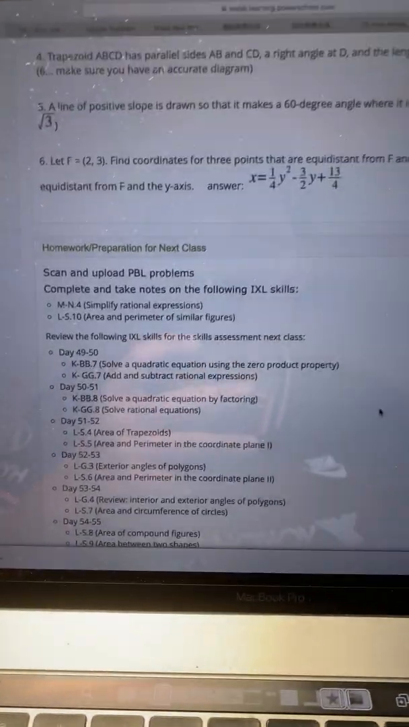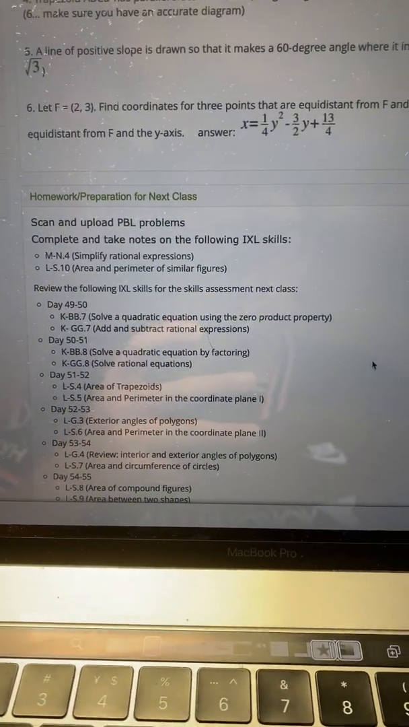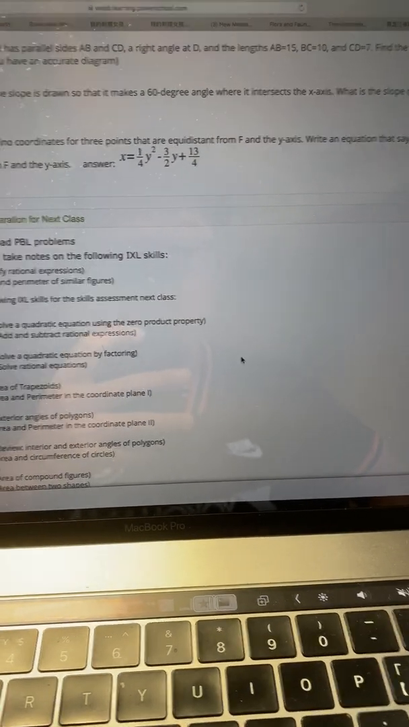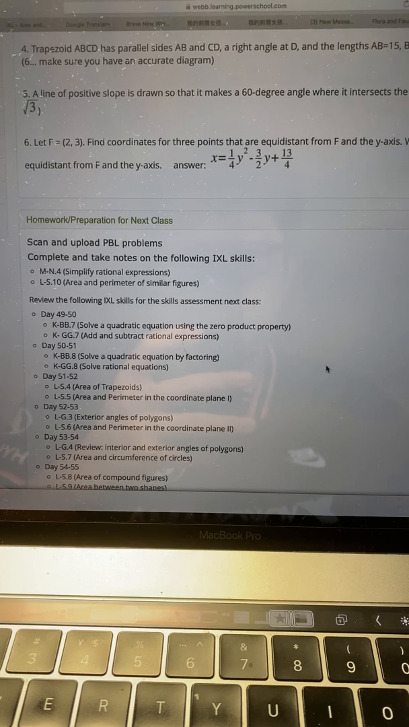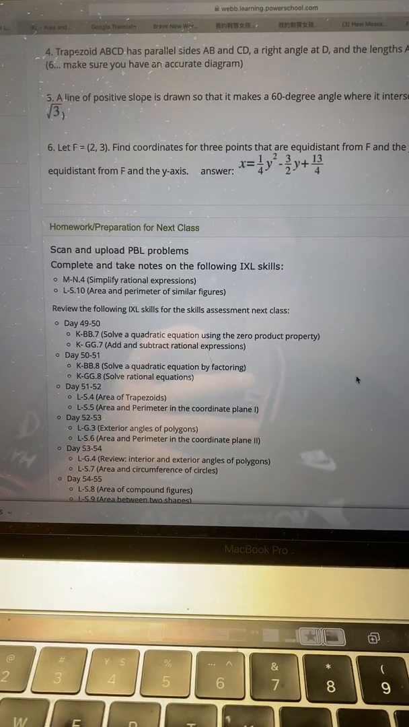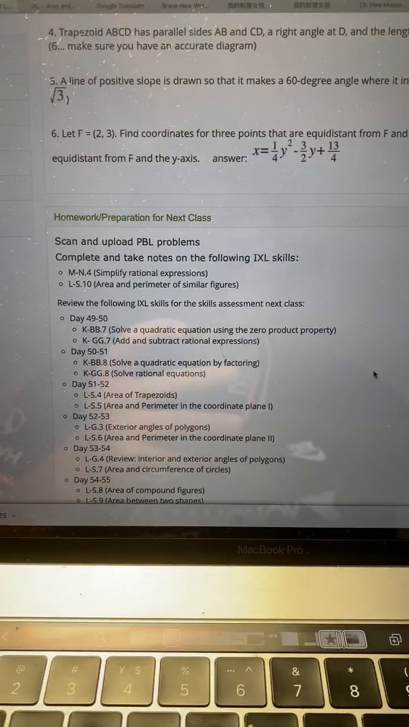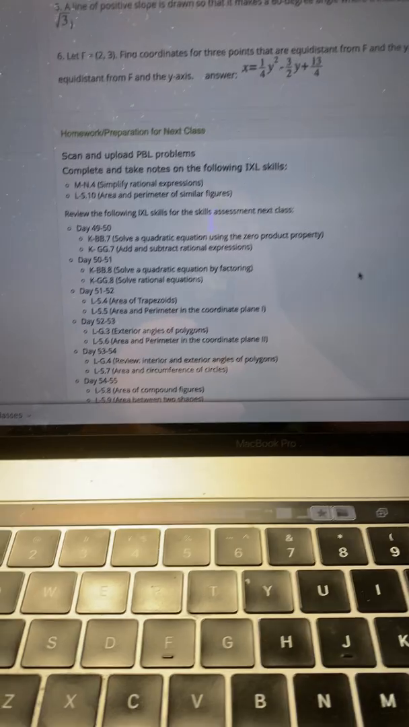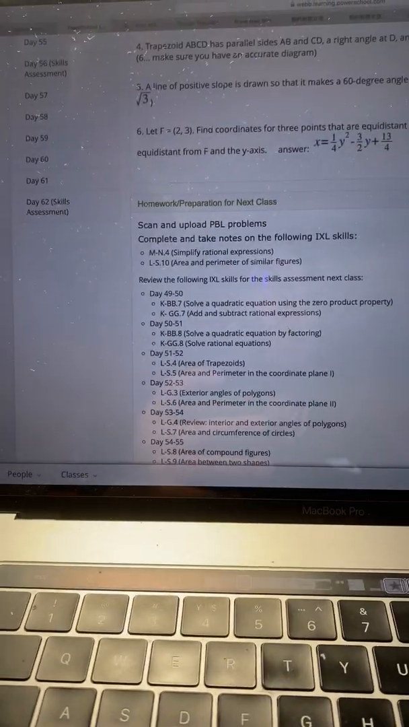Hey, this is a video explaining question 55.6. It's asking for three equidistant points and an equidistant equation for point F (2, 3) and the y-axis. So first of all, we know that the equation is going to be a parabola.